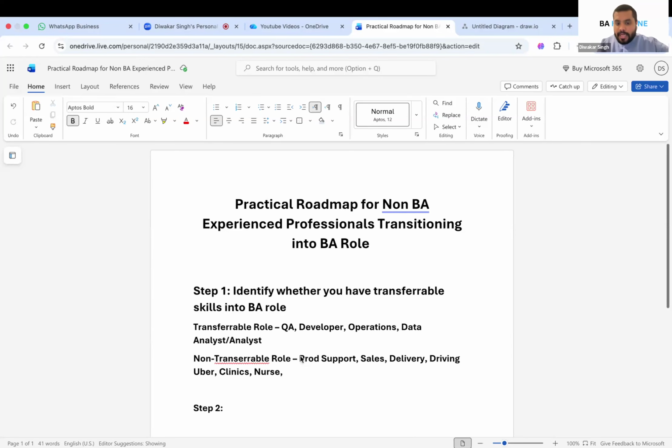So for the non-transferable people, I just want to say that if you get an opportunity to enter IT in some other role, for example as a project coordinator, or in QA, it's very difficult to enter QA also, but I'm just giving you an alternate path.